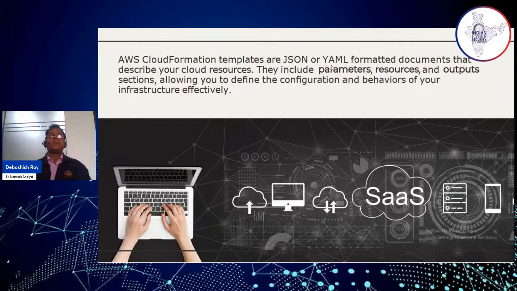Now, CloudFormation templates are JSON, JavaScript Object Notation, or YAML formatted documents that describe your cloud resources. They are written in JSON or YAML because these two languages, and Python, are used for automation. They include parameters, resources, and output sections, allowing us to define the configuration and behaviors of our infrastructure effectively. You can see the platform as a service and also the software as a service, SaaS, below in the figure. So the SaaS applications are also included in this CloudFormation template.